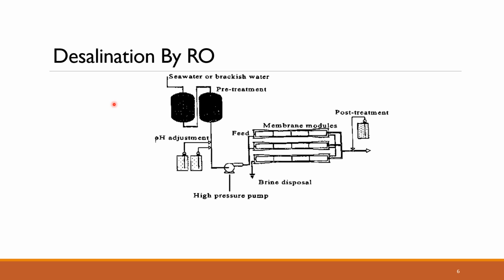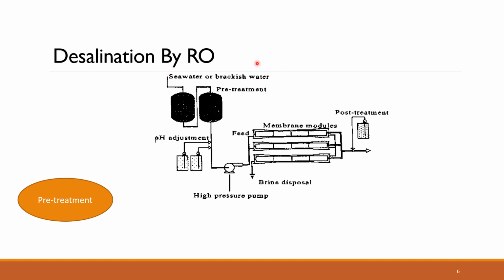So when you have desalination by reverse osmosis, this is the complete setup which is used for desalination. The desalination plant will have these different parts in it. The desalination process by reverse osmosis has four major steps. First step is the pre-treatment step.